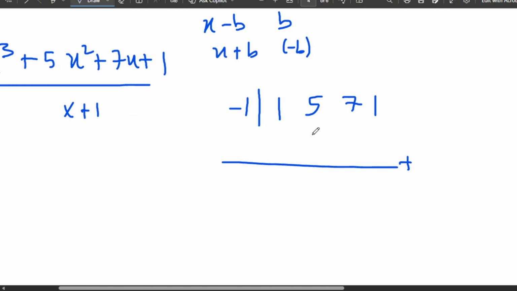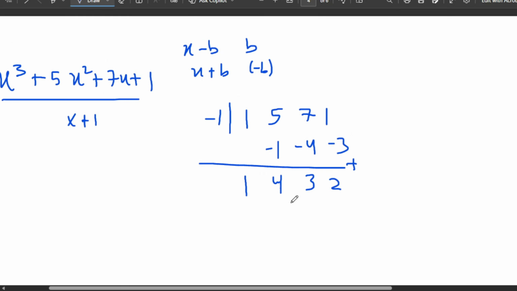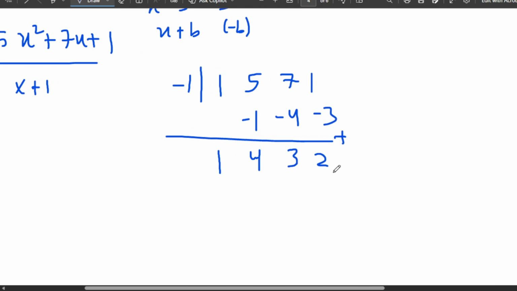Again, 1 goes down, times negative 1, so add, it becomes 4, and times negative 1, so negative 4. We add, and this becomes 3. Okay, negative 1 times 3, so negative 3, we add, this becomes 2. Okay, this is the remainder.